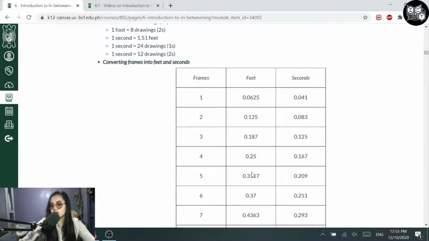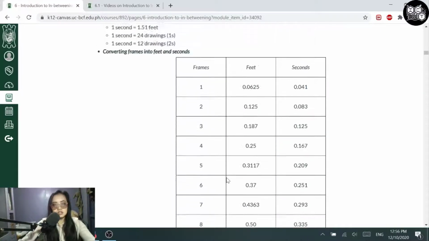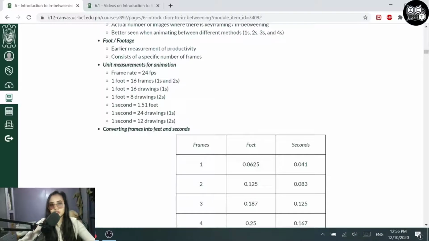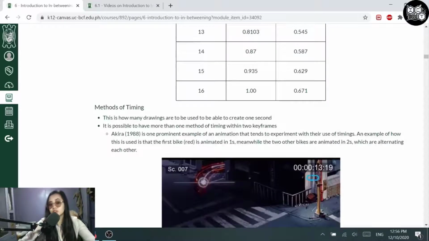I think for now, in the Japanese animation standard, they are usually paid per frame or per drawing. For Western animation, they tend to have more consistent pay. Regardless of whether you've done 12 or 24, the pay rate is still the same. So here we have different units of measurement for animation, but for you to truly understand this, we'll have to move on to the methods of timing.